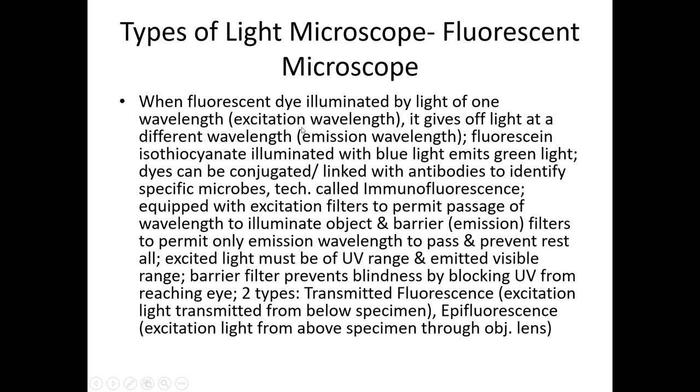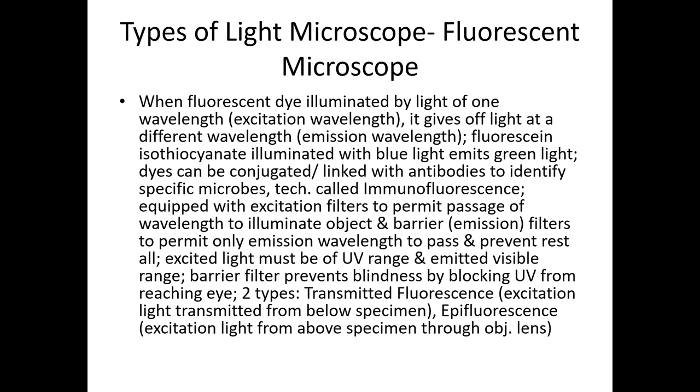Fine. Fluorescent microscopy. Now what is happening here? When a fluorescent dye is illuminated by light of one wavelength, it gives off light at a different wavelength. That is what fluorescence means. Fluorescent stains are those stains which will absorb light at one wavelength. If we are illuminating fluorescent objects with light of one wavelength, it will provide light with a different wavelength.